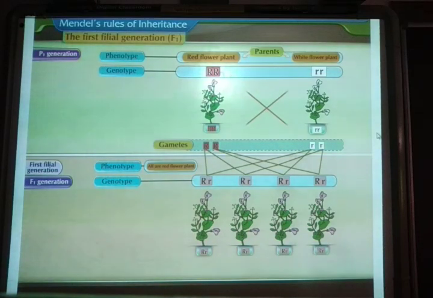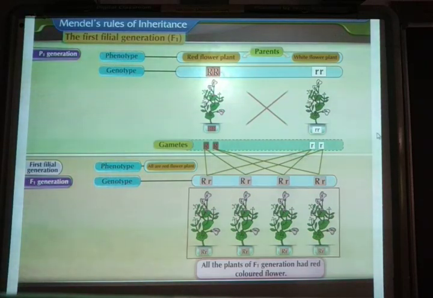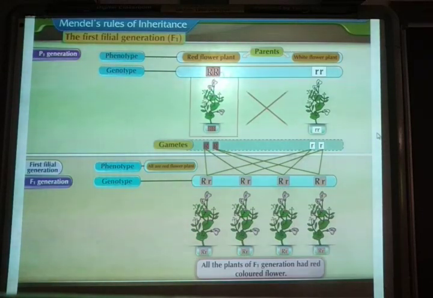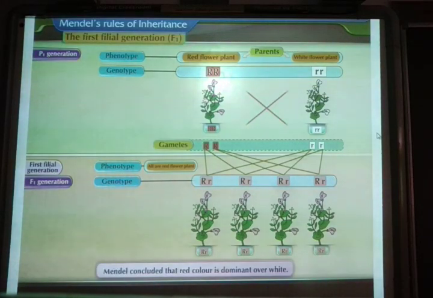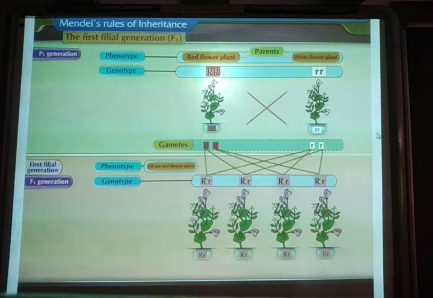The first filial generation, F1. During his experiments with pea plants, Mendel noticed that all the plants of F1 generation had flowers that were red in color. These red flowering varieties of plants were different from those of P1 generation. From these observations, Mendel concluded that red color was dominant over white. Although the F1 individuals were bearing red-colored flowers, they also contained factors responsible for the development of white color. That is, their genotype was capital R, small r.